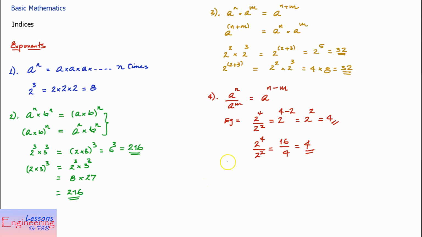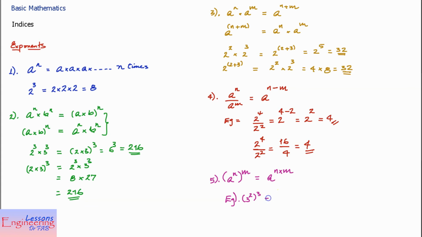So let's look at another rule. A raised to n, the whole raised to m. So in this case, that's equivalent to saying a raised to n times m. We will take another example. So let's have 3 squared, or raised to 2, the whole raised to 3.